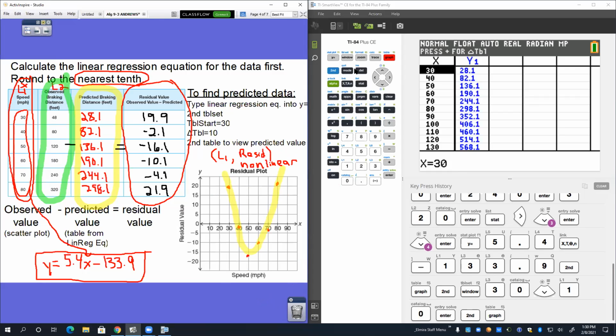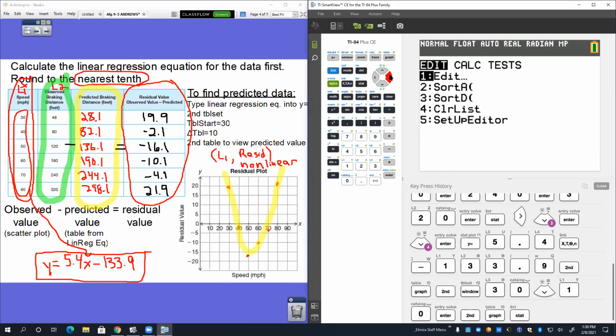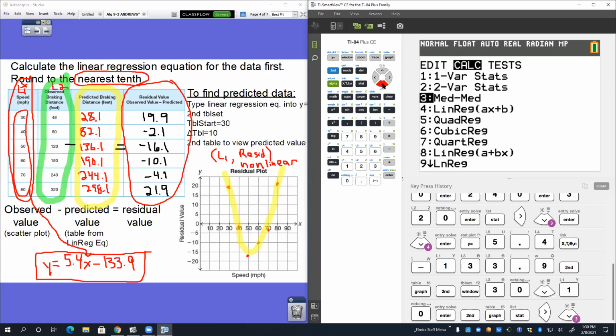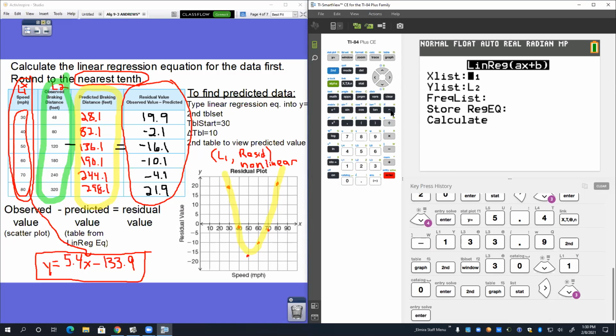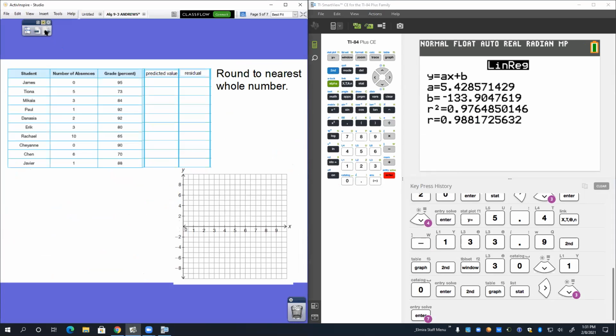If we did take a look on this one at our R value, our correlation coefficient, our R value was 0.98. 0.98 actually indicates that it's more linear, but remember your residual plot of your data is sort of the trump card. It supersedes everything else, all your other data. So this is non-linear. Let's take a look at one more.